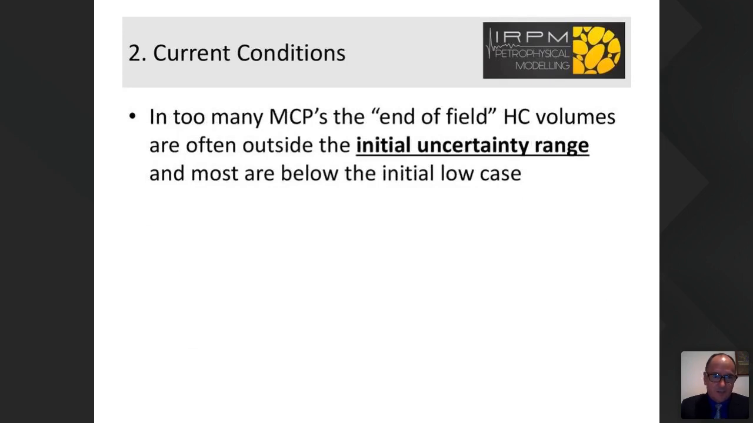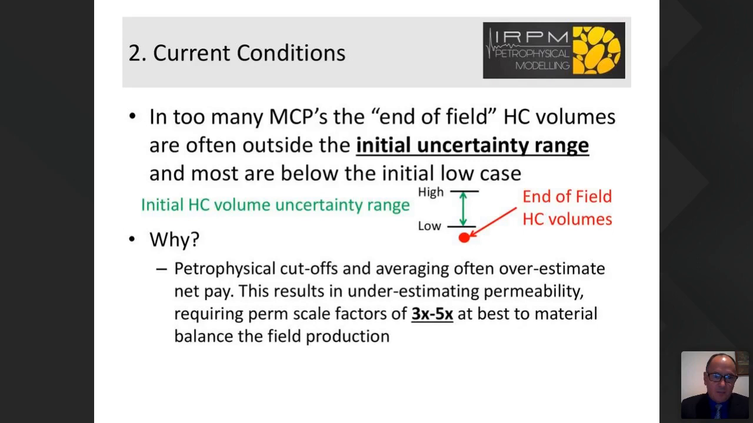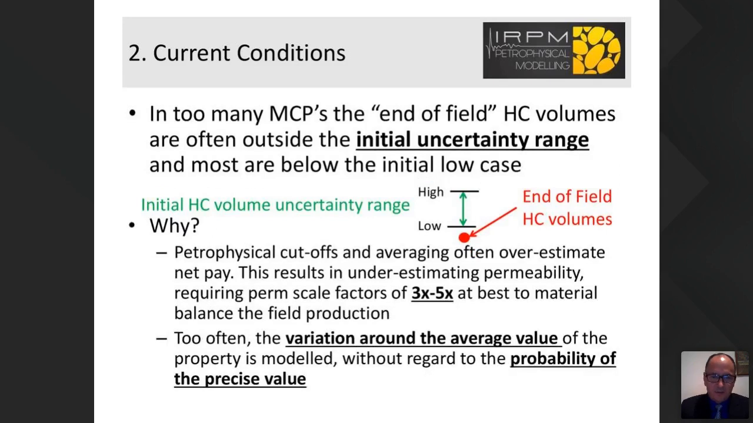So the current conditions. In too many major capital projects, the end of field hydrocarbon volumes are often outside the initial uncertainty range, and most are below the initial low case, as you can see from this diagram. Why is this? Petrophysical cutoffs and averages often overestimate net pay. This results in underestimating permeability, requiring perm scale factors of 3 to 5 times at best to material balance the field production. Too often the variation around the average value of the property is modelled without regard to the probability of the precise value.